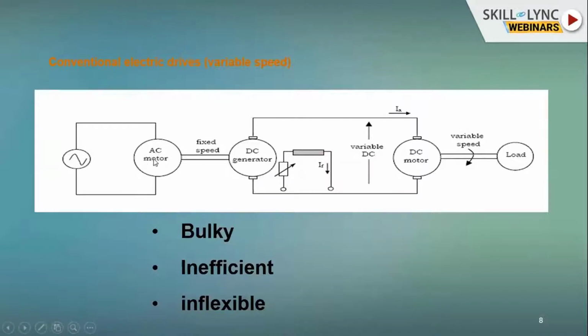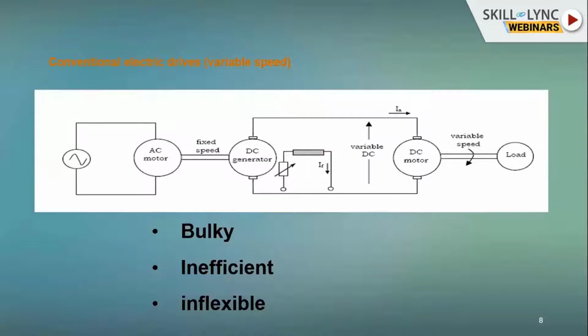We are controlling this AC motor, and as per that, the shaft of this DC generator will rotate, and the generated DC supply we are going to give to the DC motor, and then accordingly the load will work. Such a drive system we have seen. If you have read about this particular topic before, then you may know about the Ward-Leonard scheme.